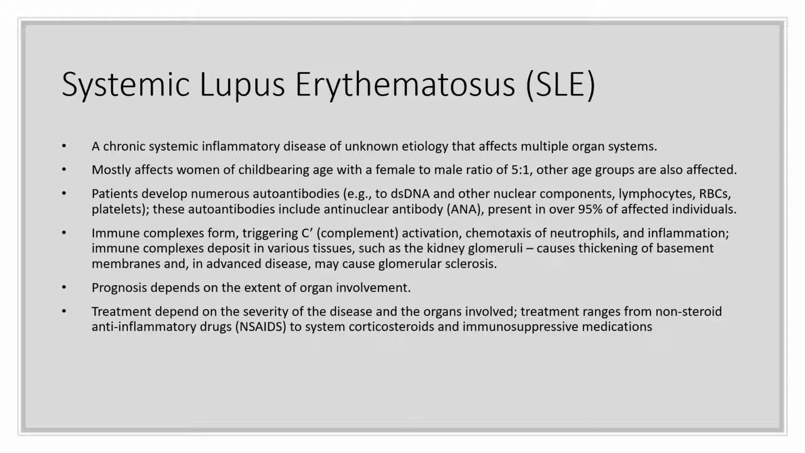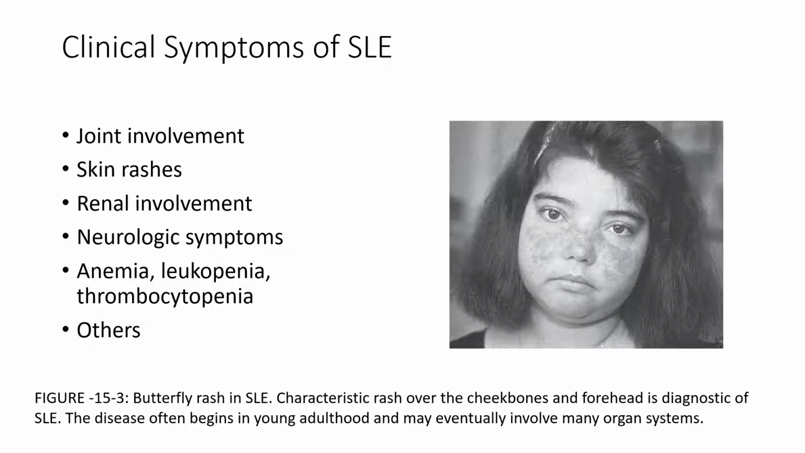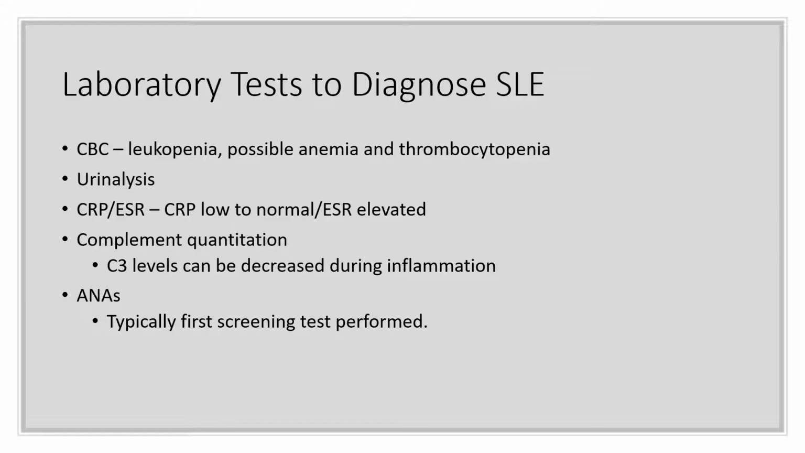But double-stranded DNA is the primary one associated with it, and probably the one that would be in the testing on the exam. It also has a cell-mediated immune response involved and can attack the kidney. It's systemic, so you have joint involvement, skin rashes, renal and neurological problems, and so on. So how do we find out if someone has systemic lupus?